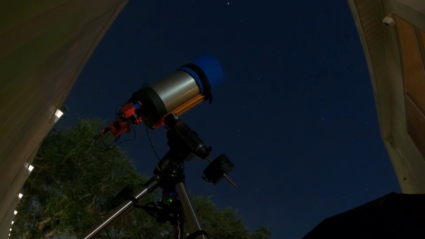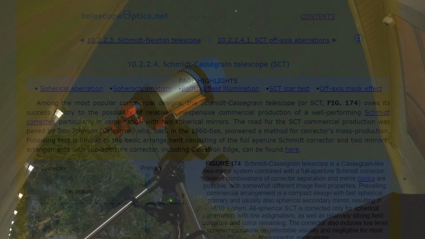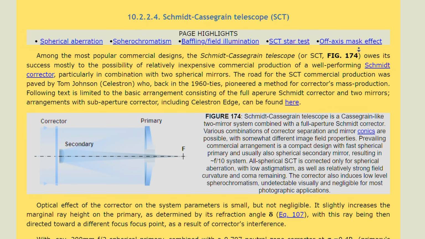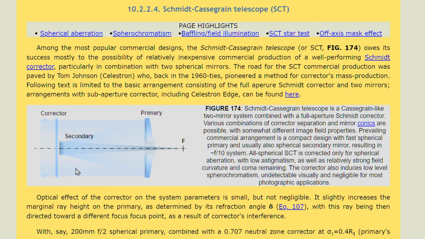In a Schmidt-Cassegrain, for example, the primary and secondary mirrors have to be aligned so that the optical axis of the system is properly centered. If you are miscollimated, then your stars are going to look kind of blurry. You might get some really bad coma and you're not going to be happy.